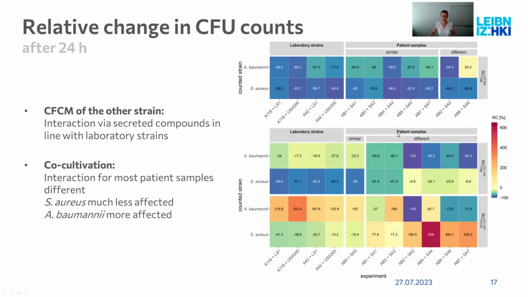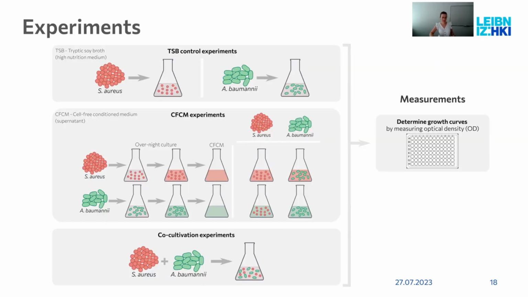On the contrary, when we look at the results for the co-cultivation experiments, we see that only one of the patient samples is in line with the laboratory strains, and this is sample 5. All of the other samples behave differently than the laboratory strains. So either S. aureus seems to be much less affected, as you can see here, and A. baumannii seems to be more affected by the physical contacting in the co-cultivation experiments with these patient samples.